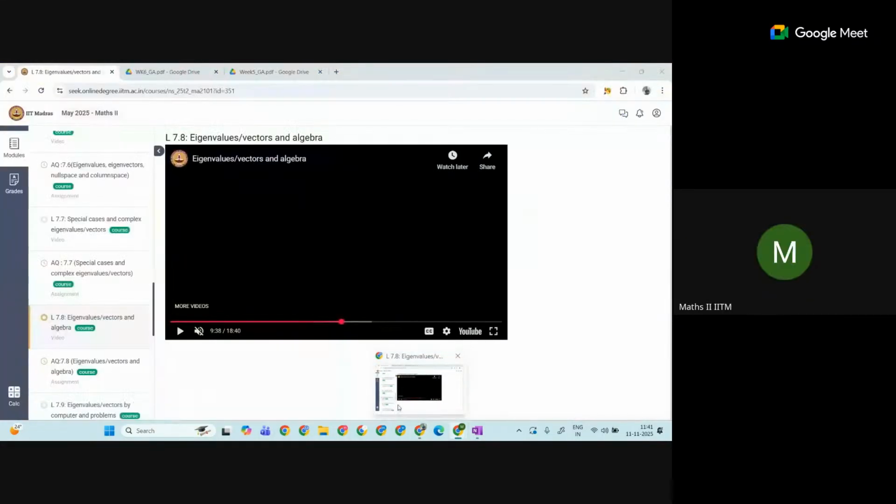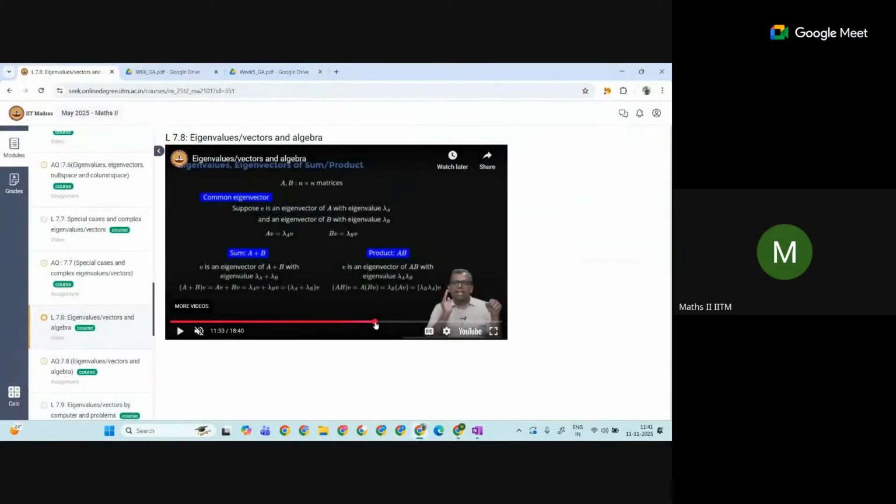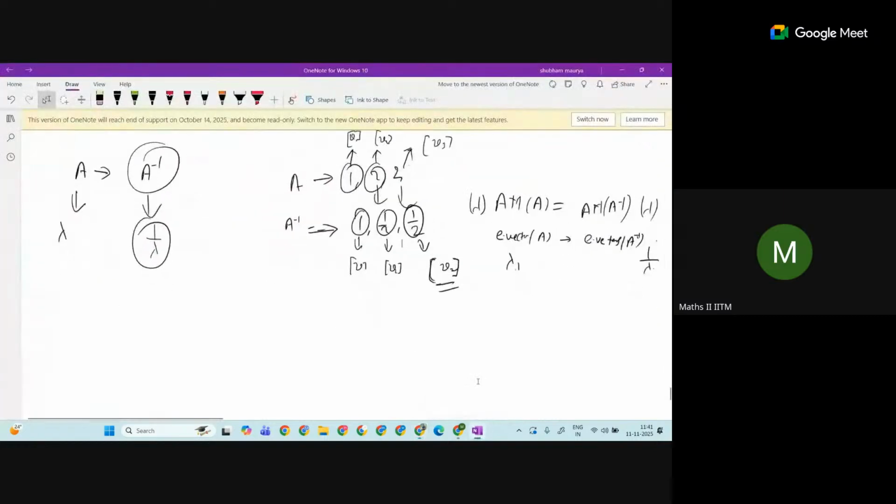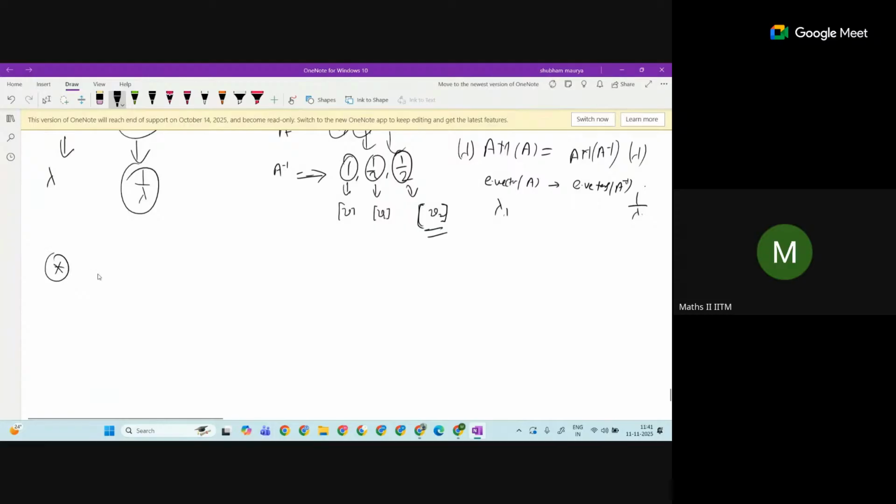Okay, one more property. If you have two matrices A and B, where A has eigenvalue lambda 1 and B has eigenvalue lambda 2, and you found the eigenvector V for A, and this eigenvector for lambda 2 is also the same V for B. It means eigenvectors are the same, while eigenvalues may differ. Let's say these are 3 cross 3 matrices.